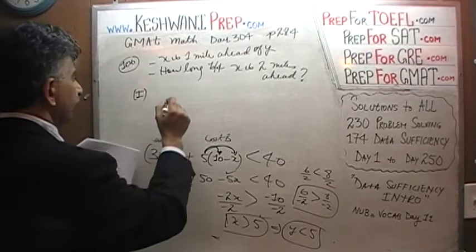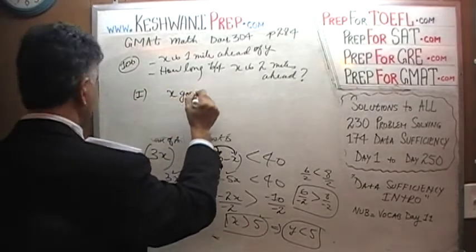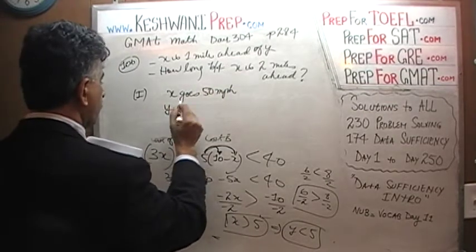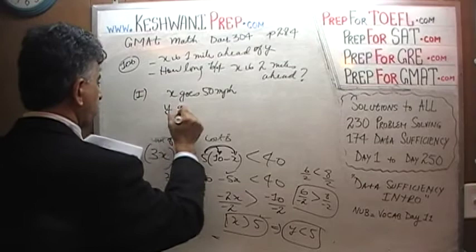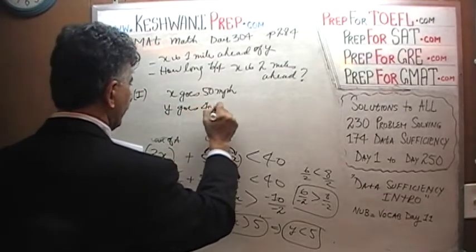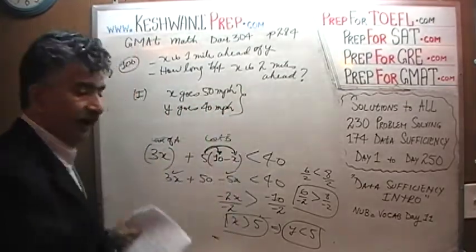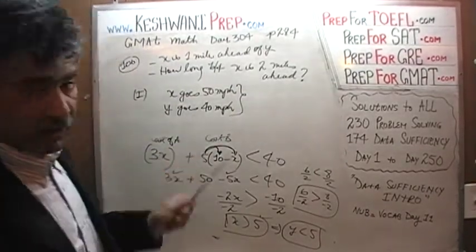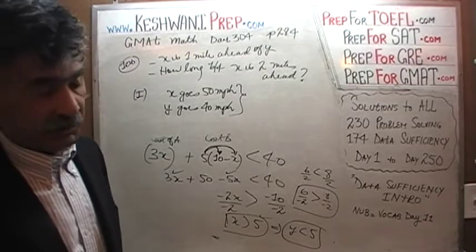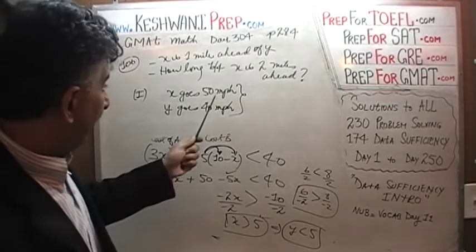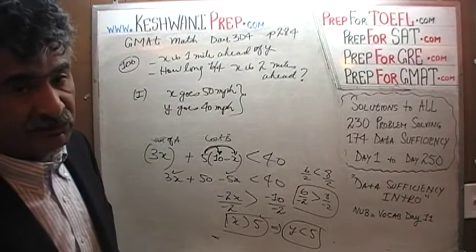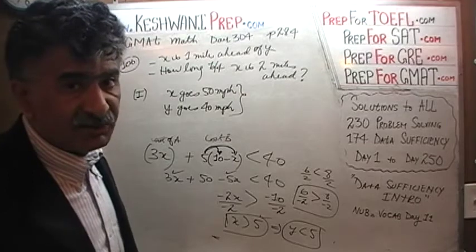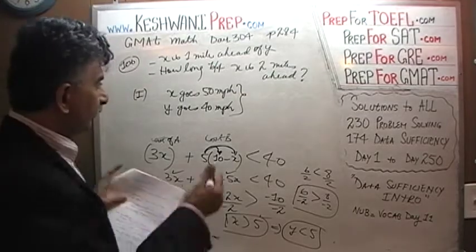In the first statement, they tell us that x goes 50 miles an hour and y goes 40 miles an hour. Well, if x goes 50 miles an hour and y goes 40 miles an hour, the only logical conclusion that we arrive at is that x gains 10 miles on y every hour. Every hour, x catches up with y 10 miles. The difference is 10 miles per hour.